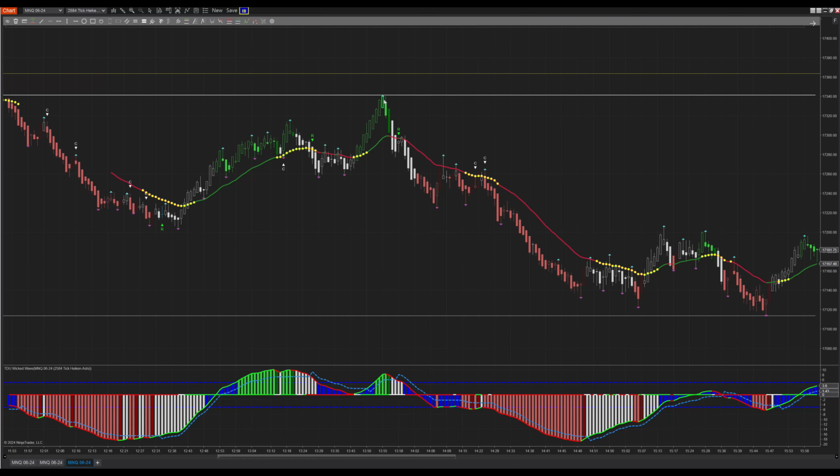This is the trade you want to look for, right? It's not this one. It's this one. We come back now. I come out of the squeeze. Look at the signal bar.